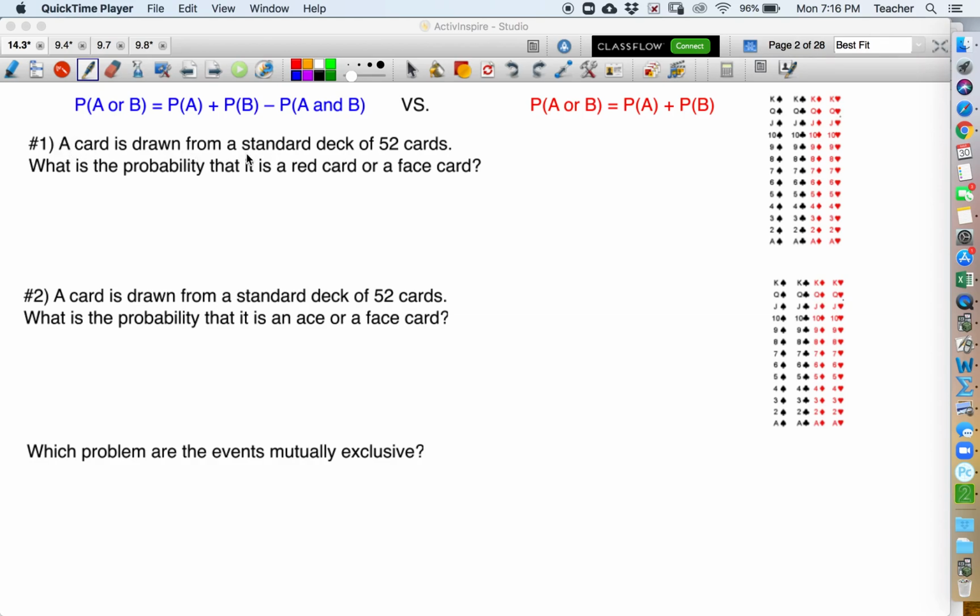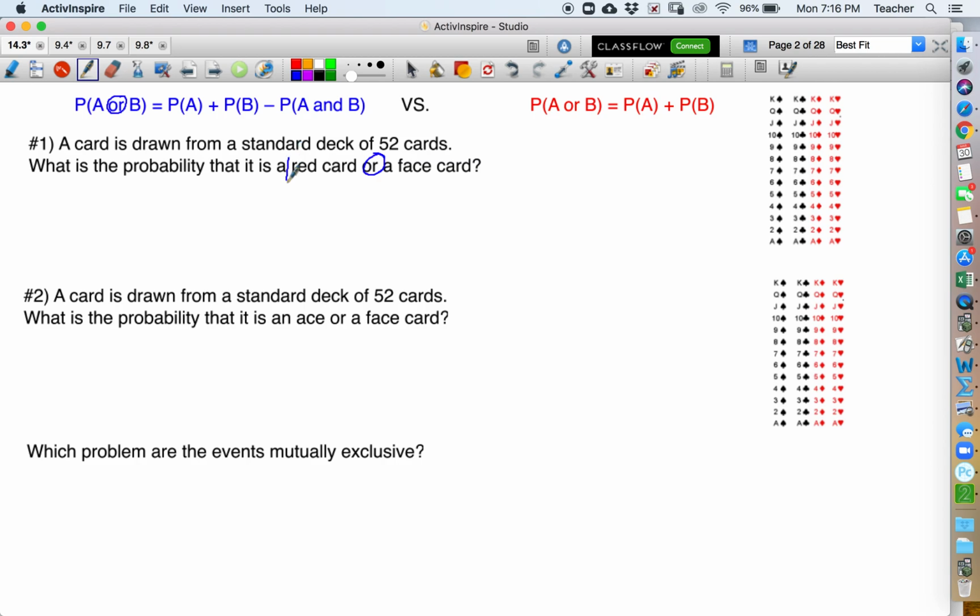One card is drawn from a standard deck of 52 cards. What is the probability that it is a red card or a face card? So here's the clue. This is an OR problem, and this is the formula. Probability of A or B is probability of A plus probability of B minus probability of both.